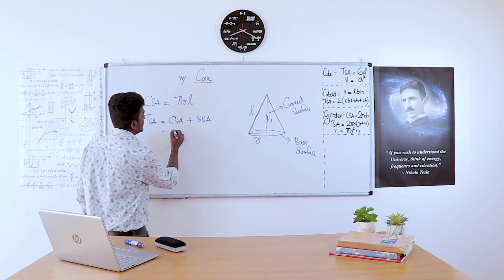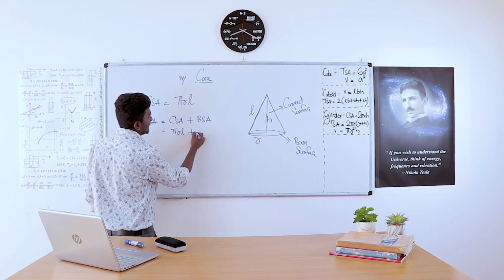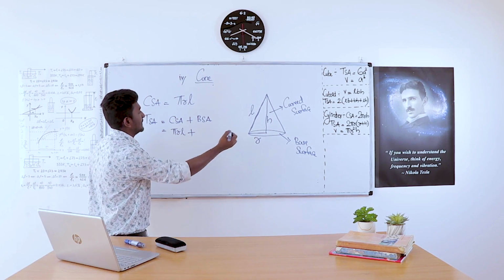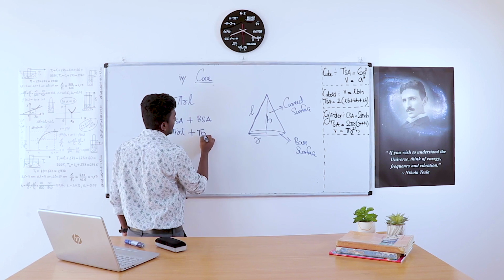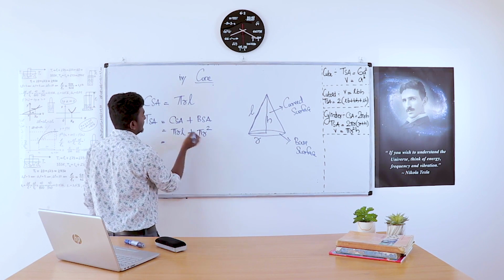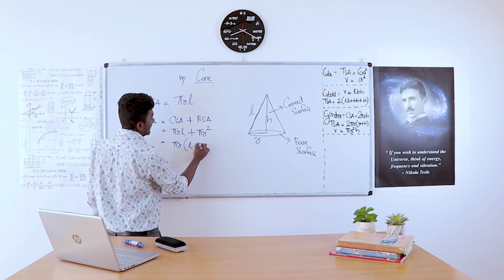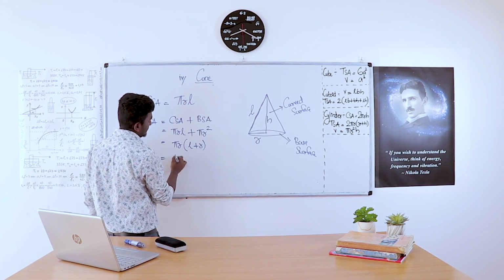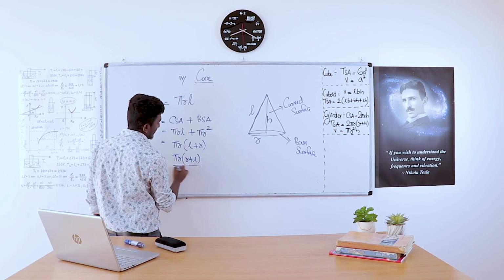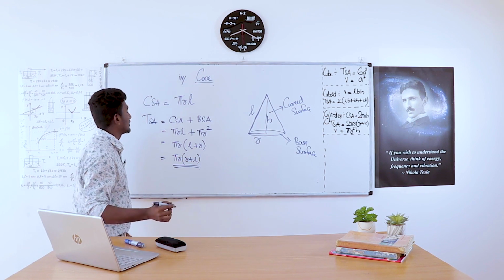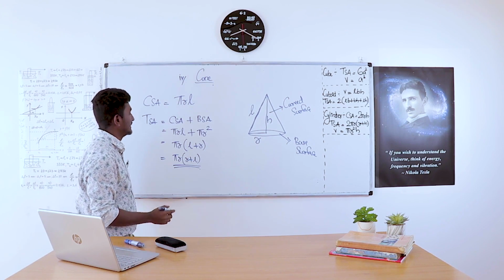What is curved surface area? Curved surface area is pi RL, plus what is base surface area? Base is in the shape of a circle, so area of circle is pi r square. From both these we can take pi r as common, then pi r into L plus R, which can be simply written as pi r into R plus L. So total surface area of a cone is pi r into R plus L.